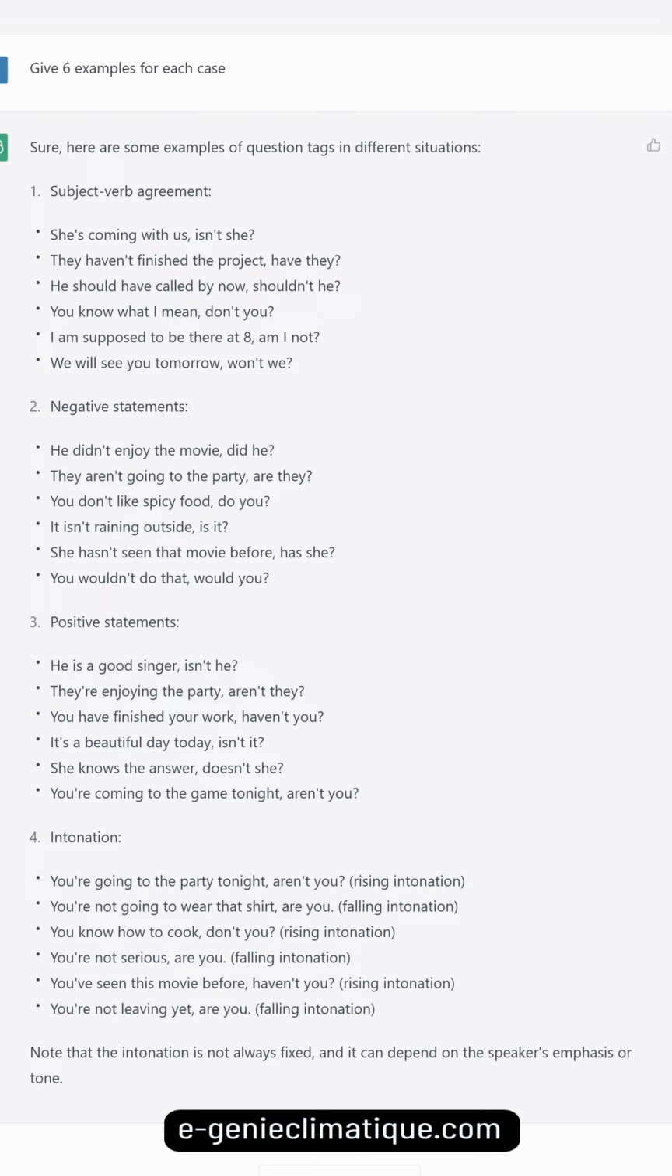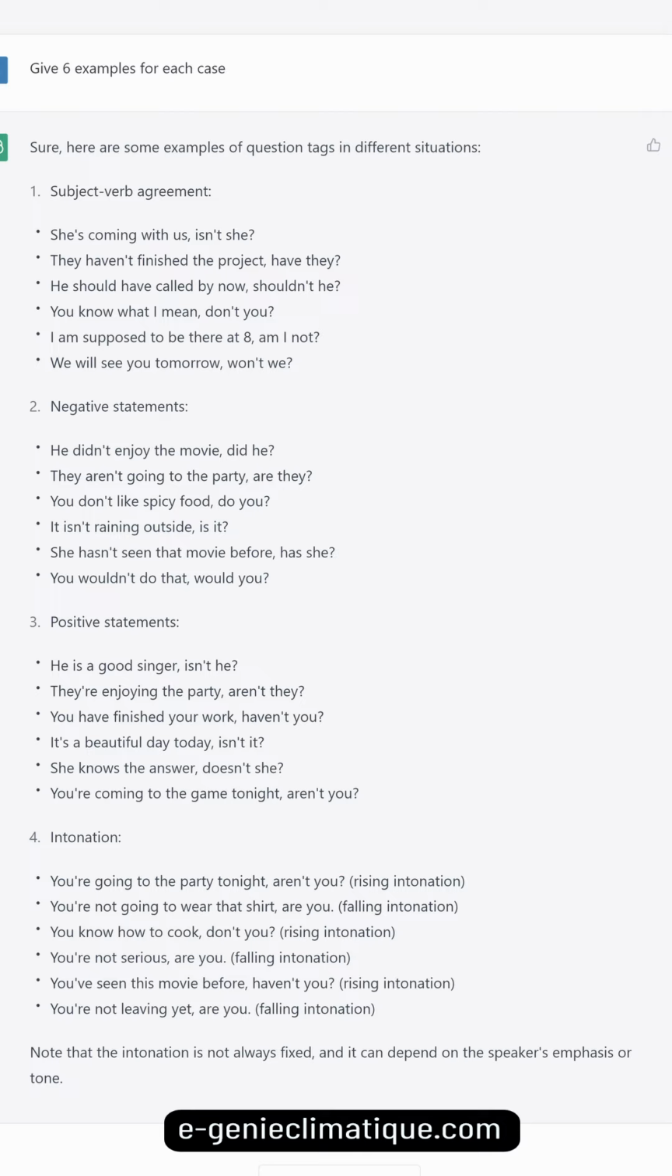Positive statements. "He is a good singer, isn't he?" "They're enjoying the party, aren't they?" "You have finished your work, haven't you?" "It's a beautiful day today, isn't it?" "She knows the answer, doesn't she?" "You're coming to the game tonight, aren't you?"